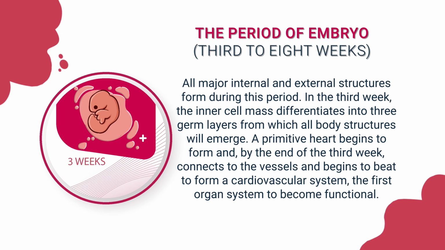Within this, a primitive heart begins to form, and by the end of the 3rd week, it connects to the vessels and begins to beat to form a cardiovascular system. The heart is the first organ system to become functional. So by the end of the 3rd week, the first functional organ is the heart, and it starts beating. That is how we understand that prenatal development has come about, and the child is being formed in the embryo. So by the end of the 3rd week, the heart is formed, which is the first organ within the embryo.